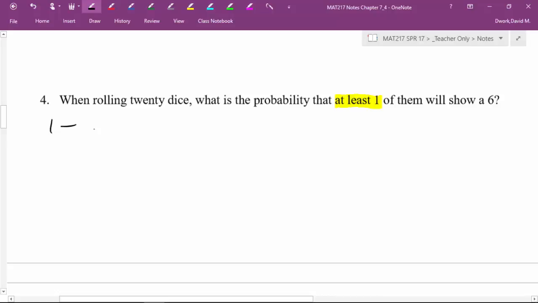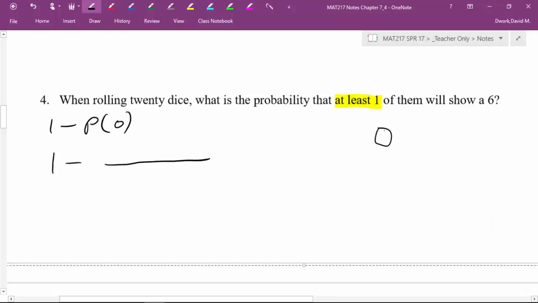I'm going to do 1 minus the probability of what would make me lose. So if I want at least one showing a 6, then I want to know the probability of none of them showing a 6. So hopefully you counted this one just like you did the last problem. So 1 minus. All right, now the denominator, 20 dice.